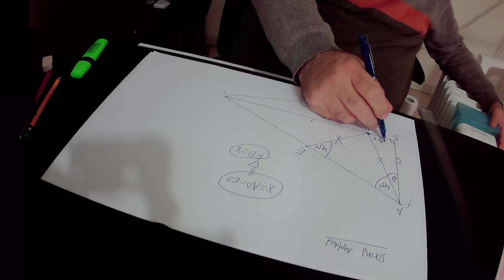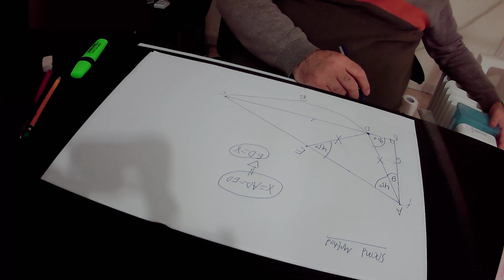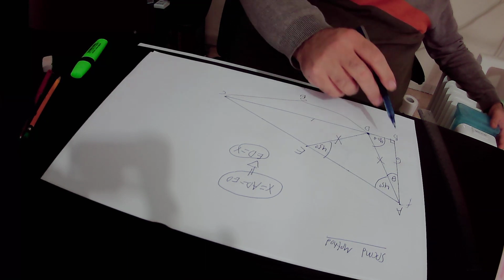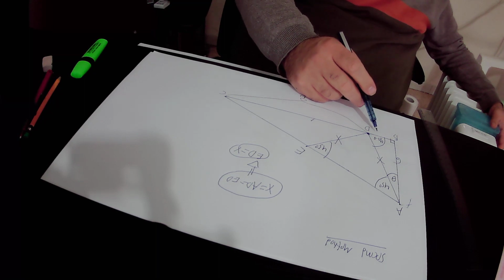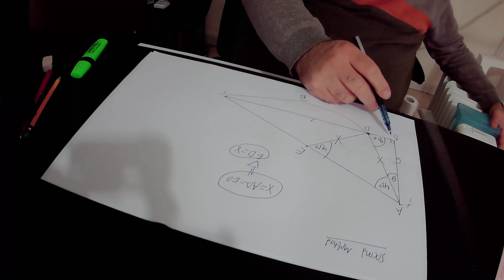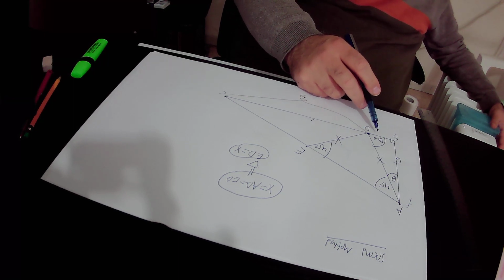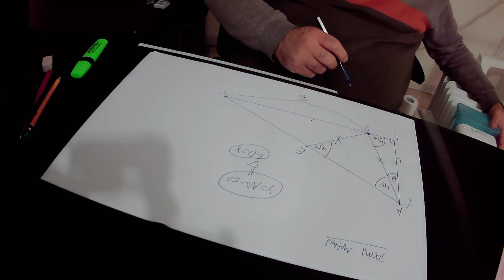I already explained to you that the sum of the angles in the triangle must be equal to 180 degrees. So here theta plus 90 degrees minus theta is 90 degrees, and 90 degrees plus 90 degrees is equal to 180 degrees. That is the reason that this angle must be equal to 90 degrees minus theta.